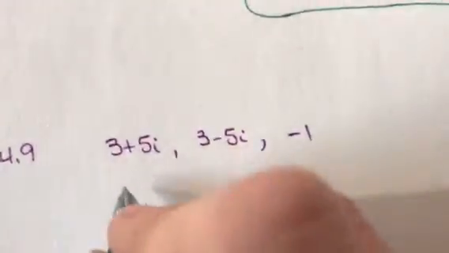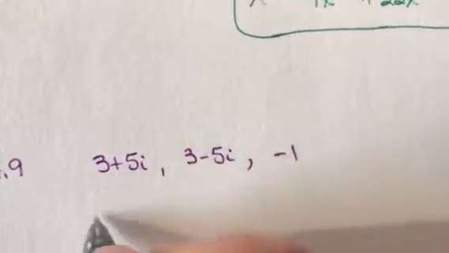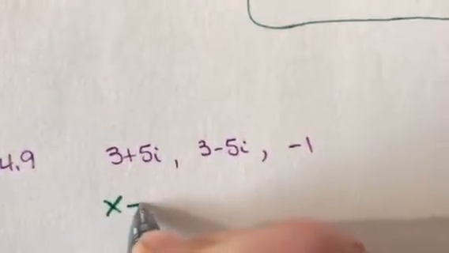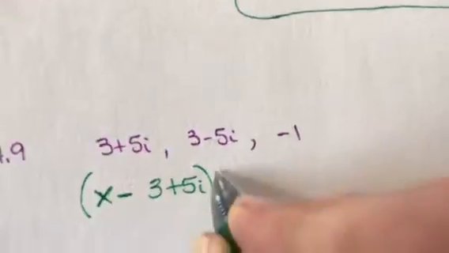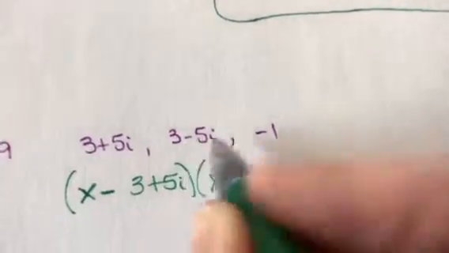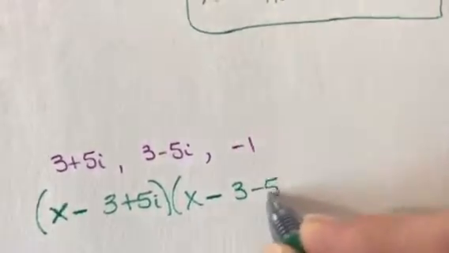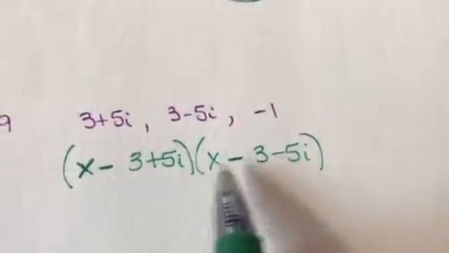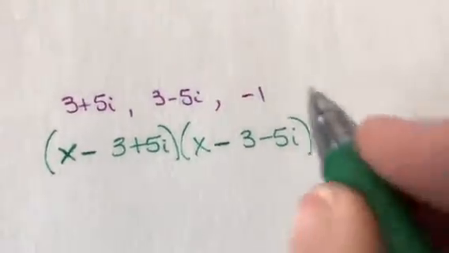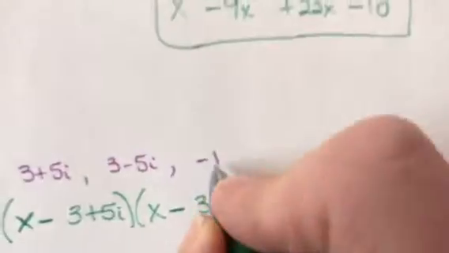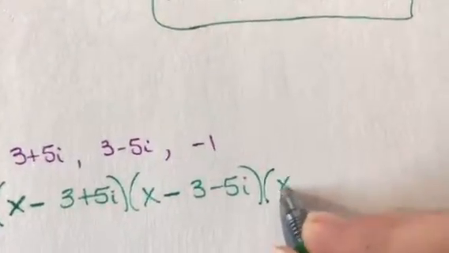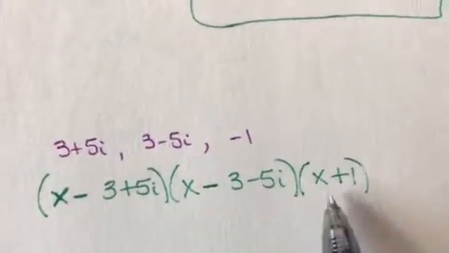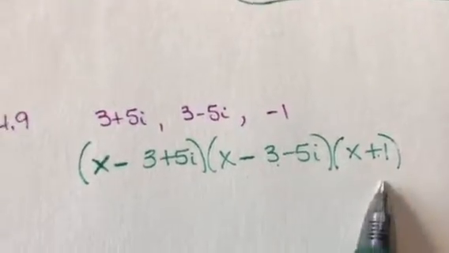Remember when you write out zeros that you always subtract. So it's going to be x minus, and one time it would be 3 plus 5i. It's always x minus, and one time it's going to be 3 minus 5i. So make sure you get that part right. Let's not make it difficult. And then here, you're going to do x minus a negative 1. But x minus a negative is going to give me x plus 1. So this is my polynomial in factored form.